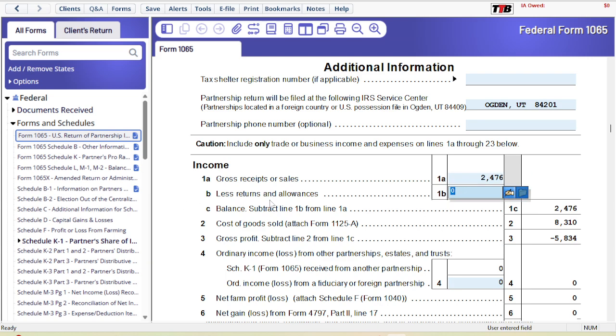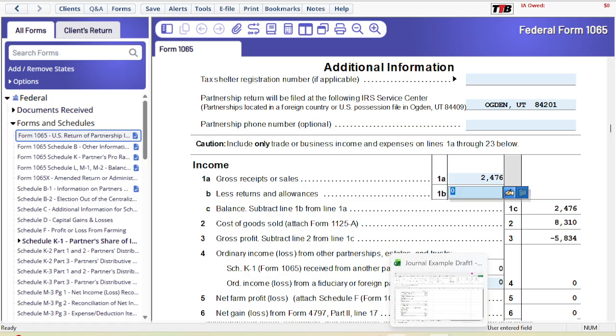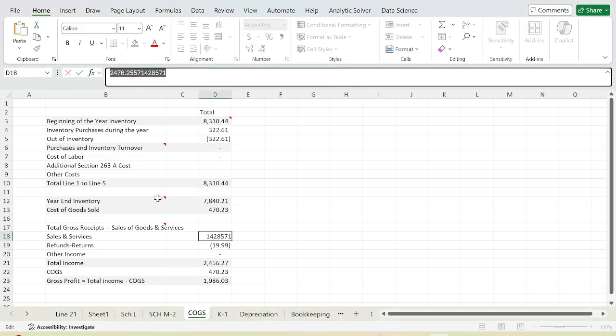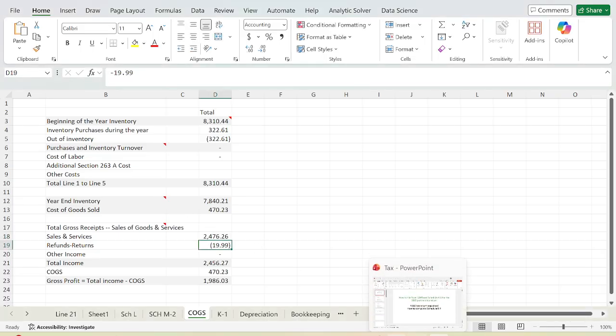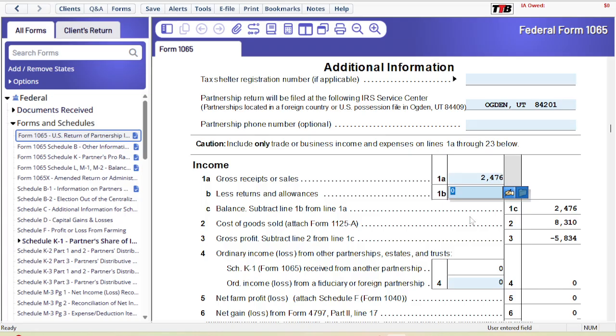And it's asking if you have a refund. So if you have a return or a refund, you will have that. And we have 1999. We are going to go to it, and it's going to subtract that from our total gross receipts, and we are going to have the gross revenue here. So now the cost of goods sold is going to be on form 1125-A.